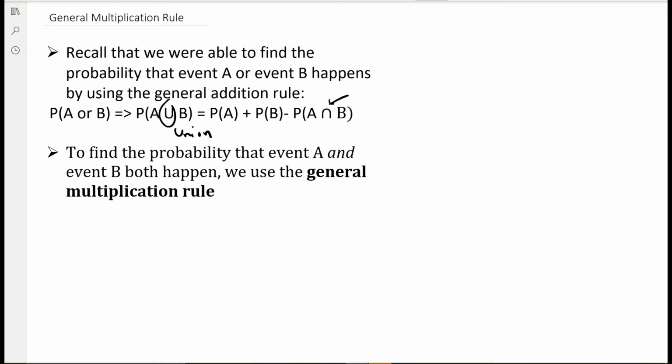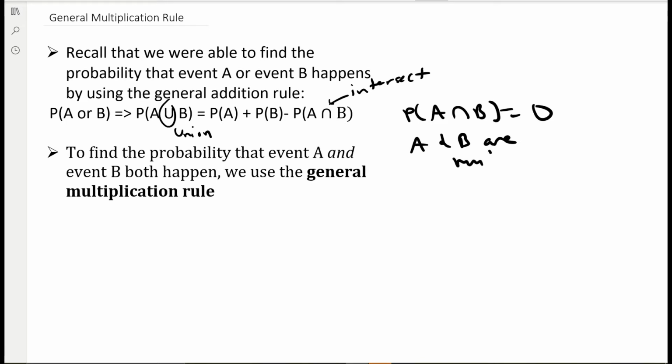Remember that this is the intersect symbol, and that stands for and. So we take away what is common to both A and B. Now remember that if A intersect B is equal to 0, then this simply means that events A and B are mutually exclusive. And if they're mutually exclusive, that means they have no overlap and they cannot happen at the same time. And therefore, the addition rule simply becomes P of A plus P of B.